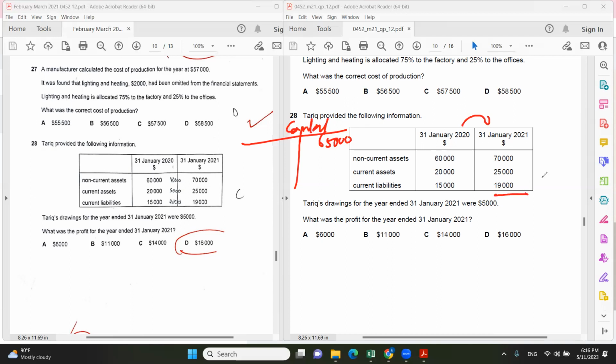Then my end balance is 70 plus 25 minus 19, which is 76,000 here. Then we have drawing. Drawing is 5,000 here, debit here. And we want to find the profit, which is taking the debit minus the credit: 5 plus 76 minus 65. So we get 16,000. So the answer should be D. Okay, now next.